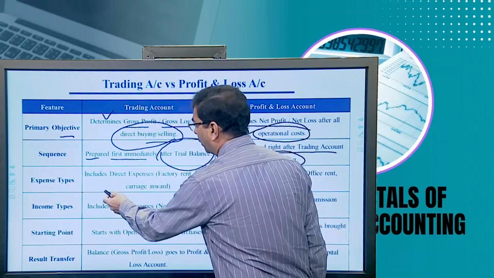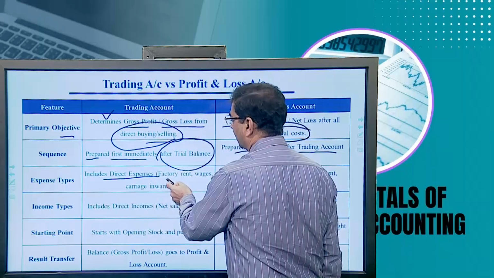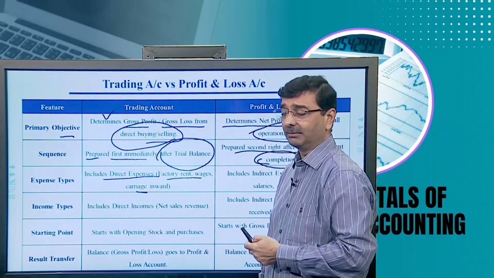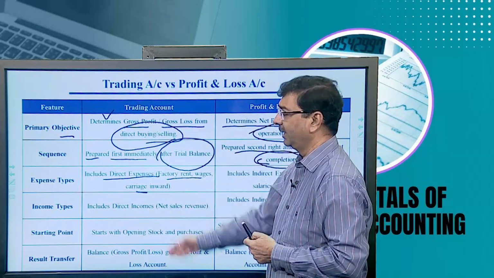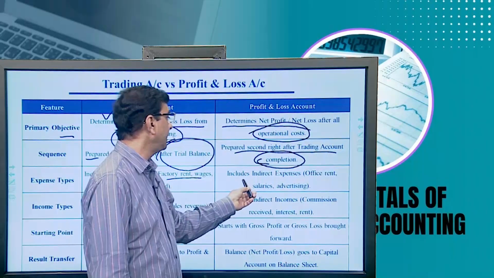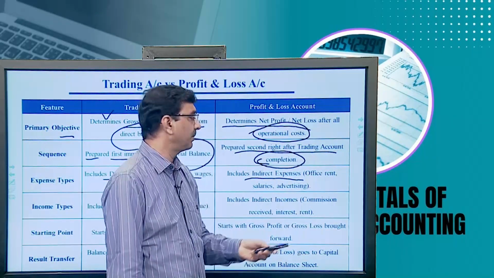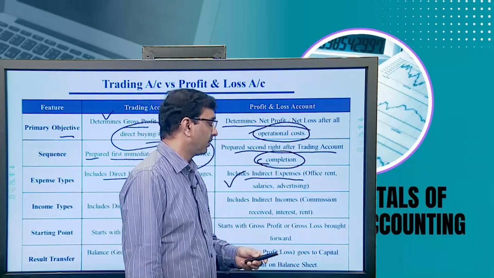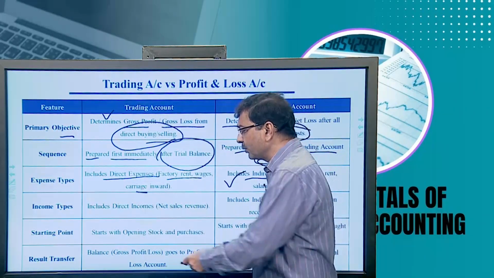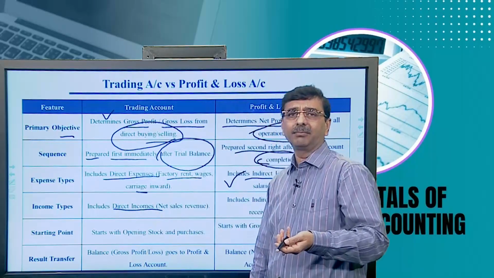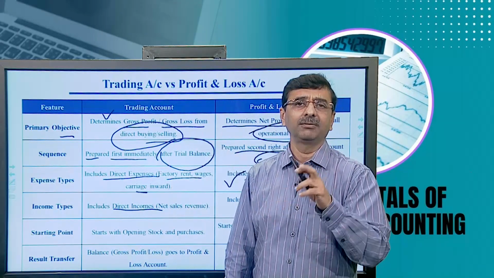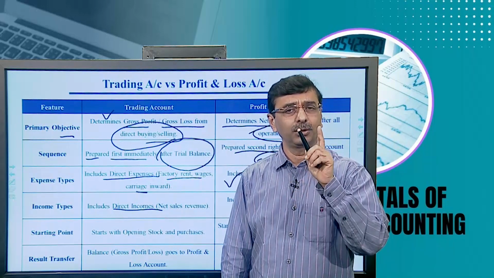Expenses type: only the direct expenses like factory expenses and carriage inward and other things, or purchases and sales, will be recorded in the trading account, whereas only operational expenses, indirect expenses or non-operational expenses are recorded in the profit and loss account. Income types include the direct incomes. Direct income means the trading income. Only those incomes which are recorded in the trading account are considered here, which is called direct income.